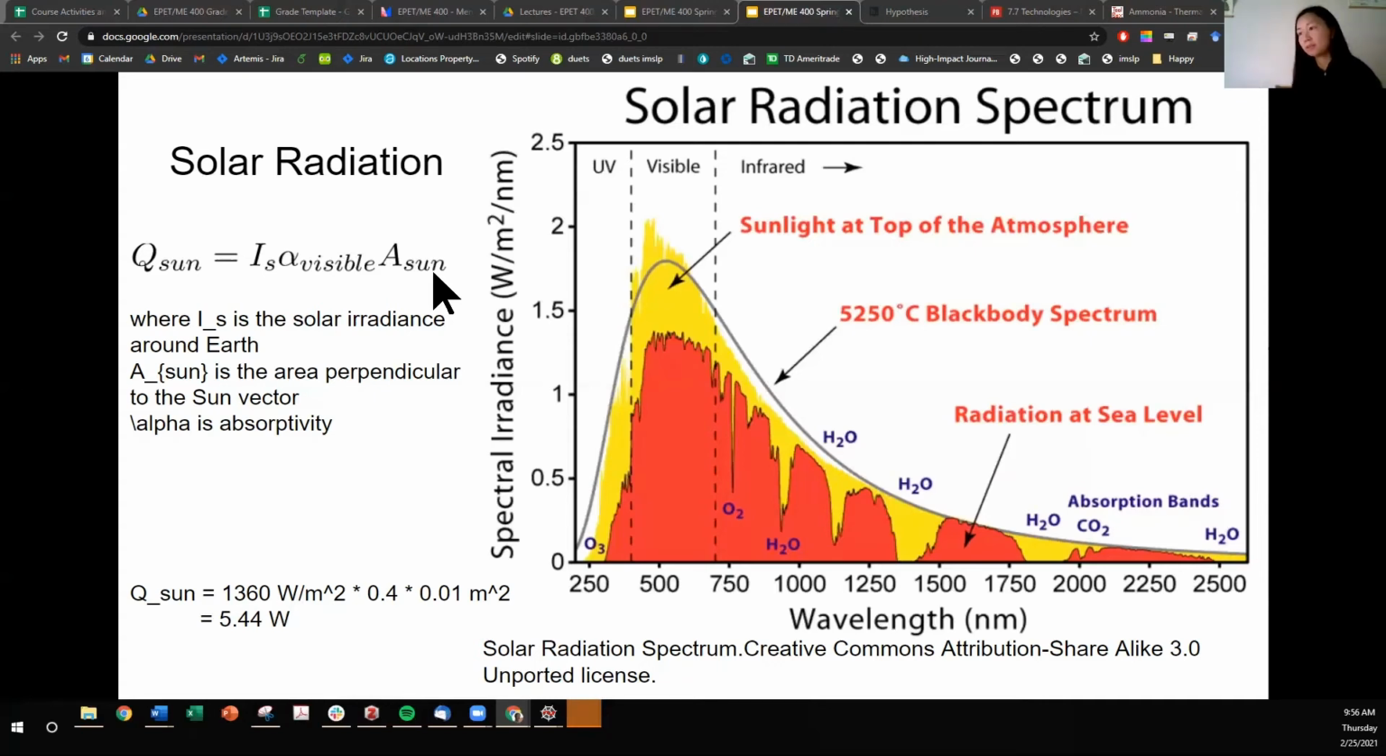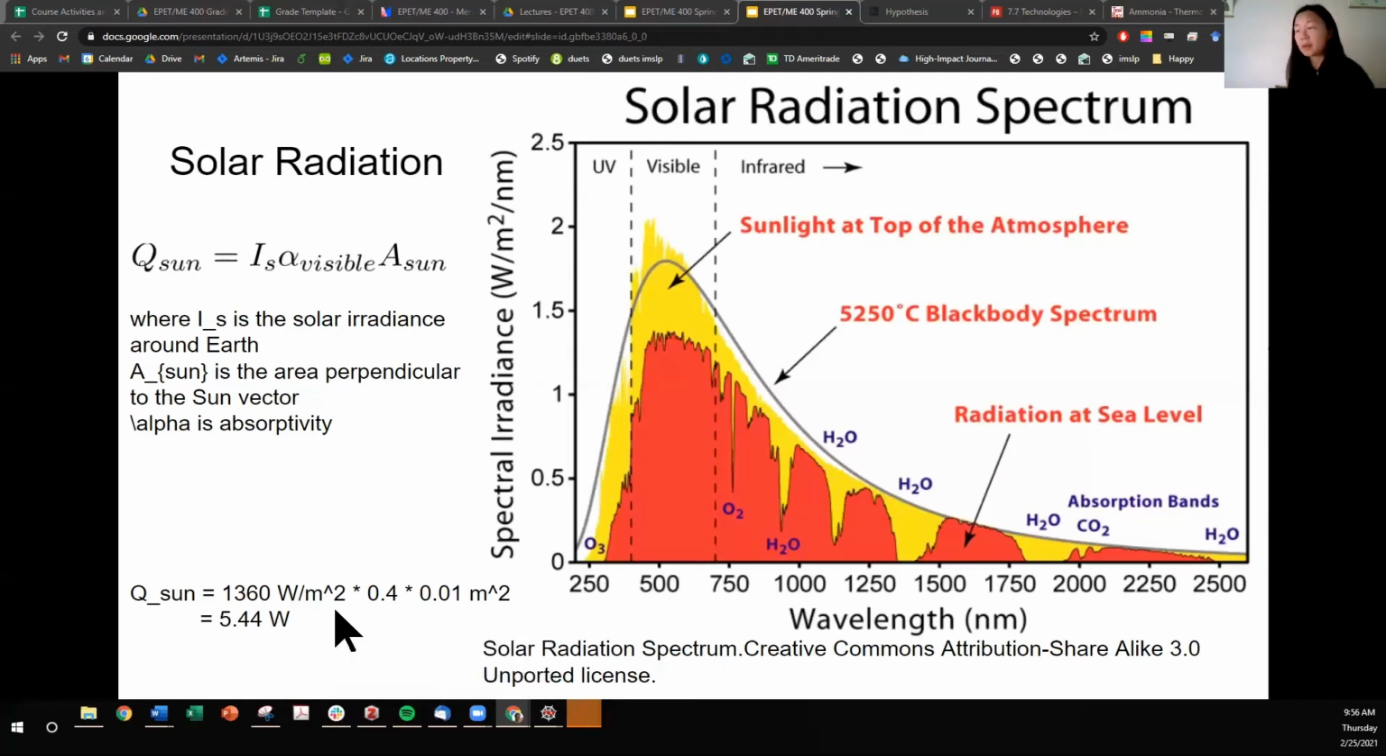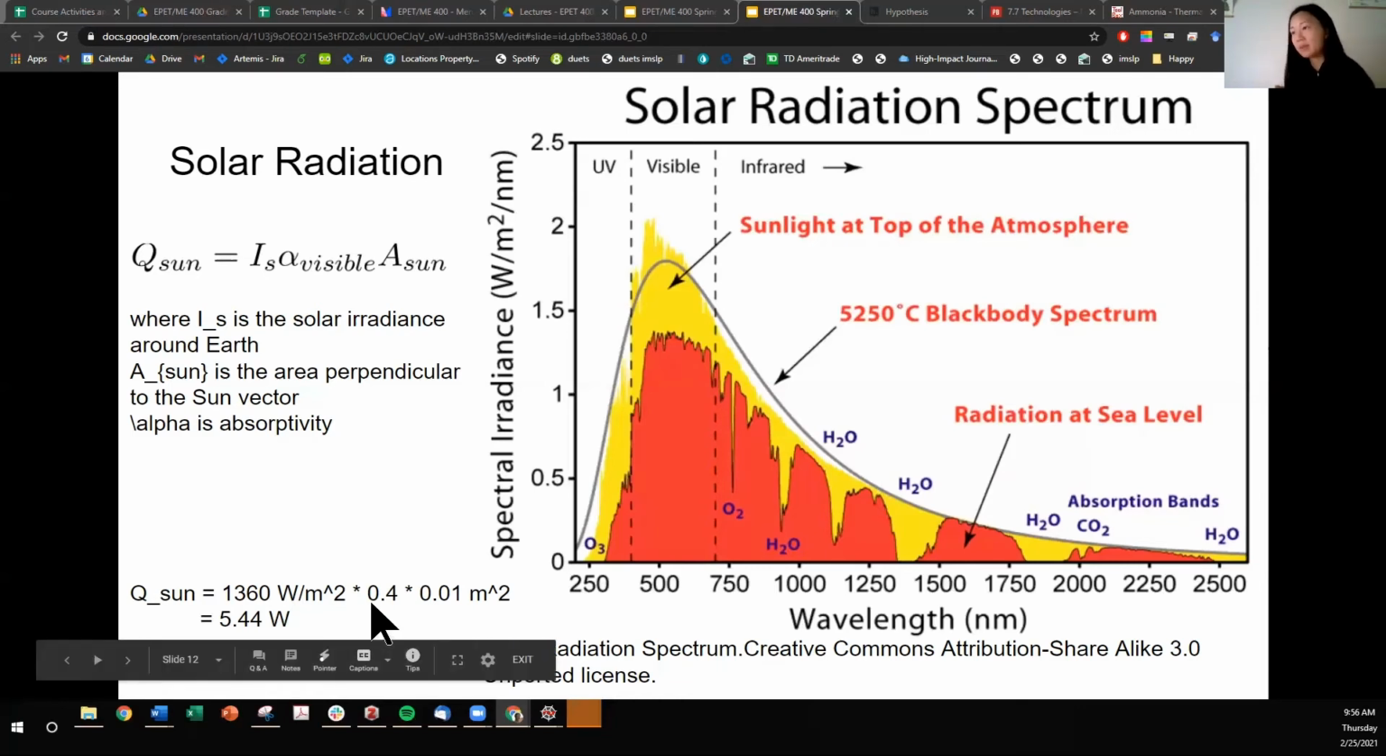In this case, the spectral irradiance is about 1360 watts per meter squared in low Earth orbit. Our absorptivity is about 0.4, and the surface area that we have facing the sun is about 0.01. In this case, the amount of heat absorbed from the sun is 5.44 watts.